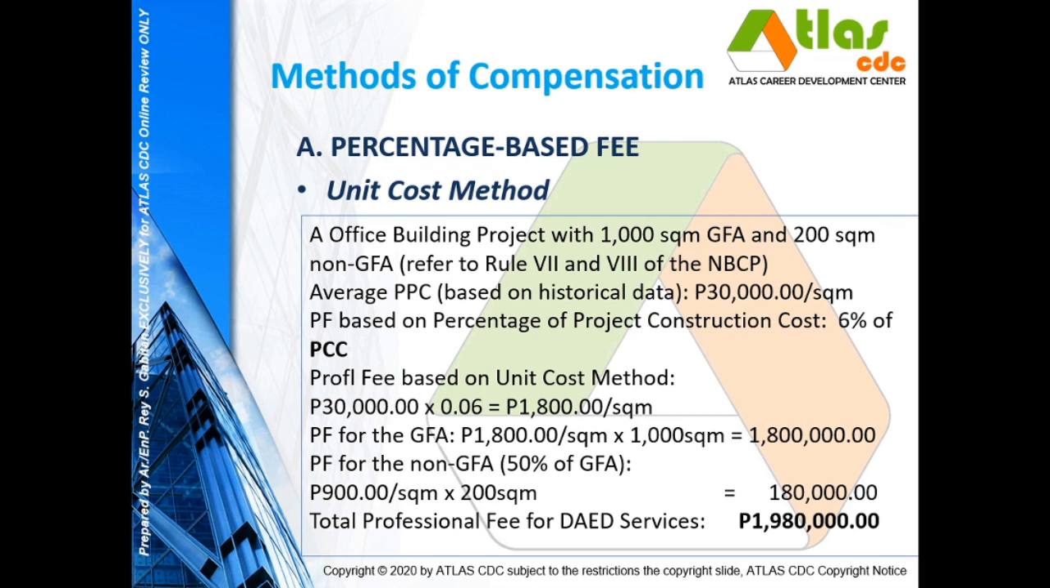And if the GFA is 200, just multiply it. Your fee now for the non-GFA is 180,000. So your total professional fee for the detailed architectural and engineering design services will be 1.98 million. So you will see that it is easier to understand how the fee was determined. Clients would better understand this because your reference is just the floor area.